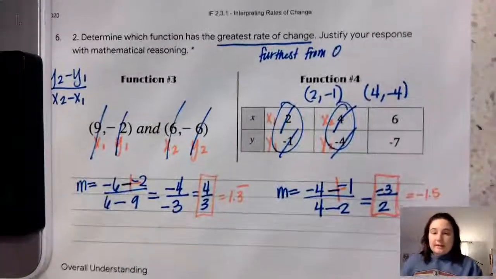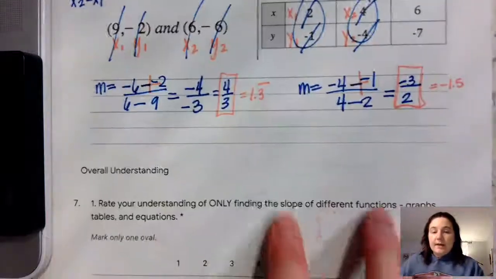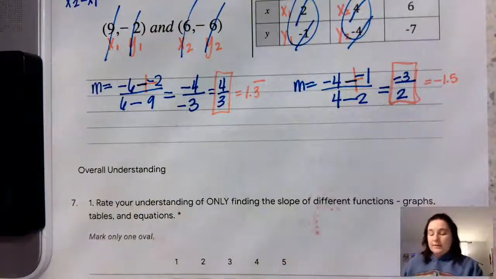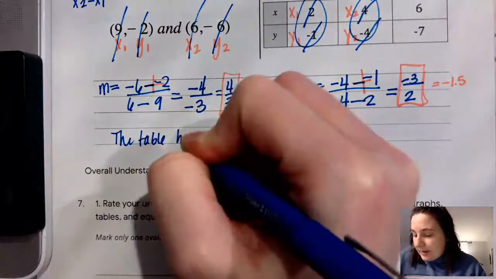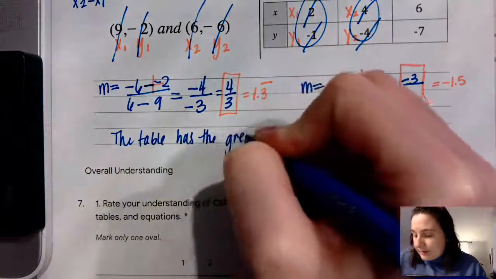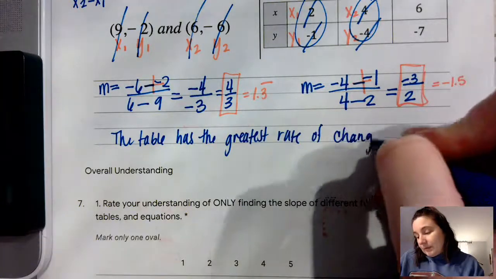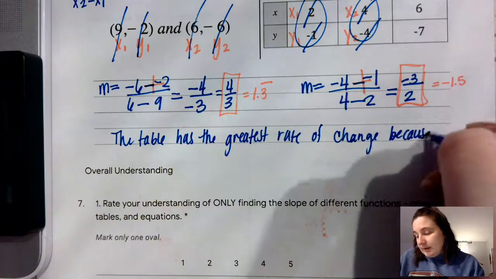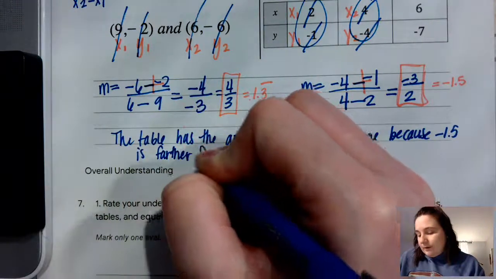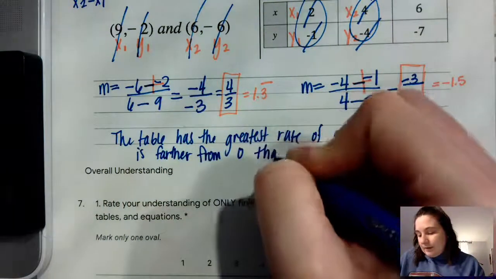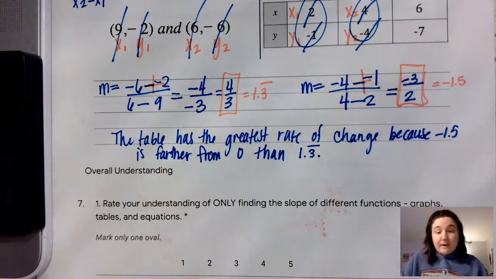And so in this case, it's asking us the greatest rate of change, which is furthest from 0. And if I look at mine, this one is furthest from 0, which was the table. So I can say the table has the greatest rate of change because -1.5 is farther from 0 than 1.3 repeating. And that's your mathematical justification.